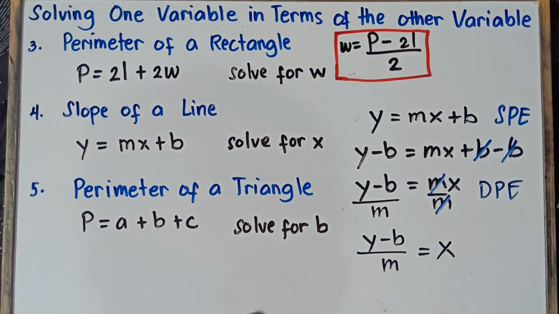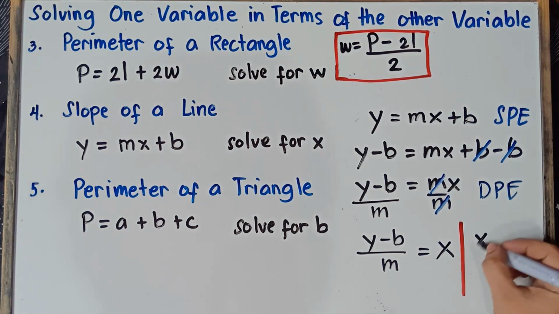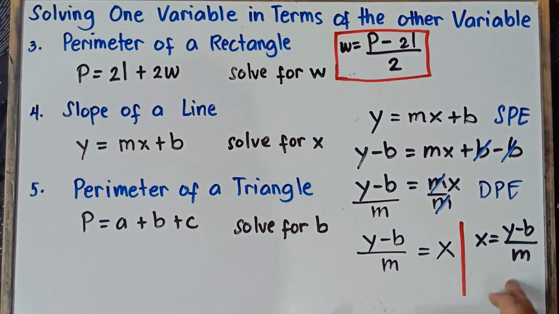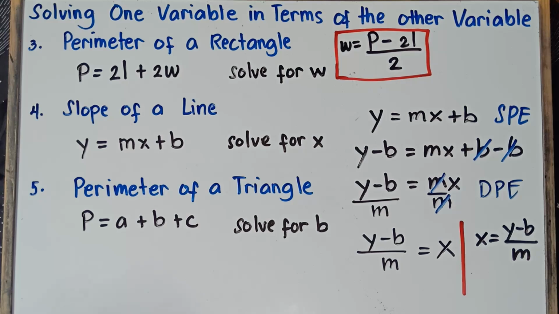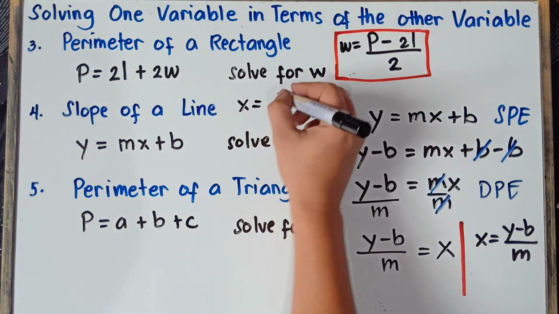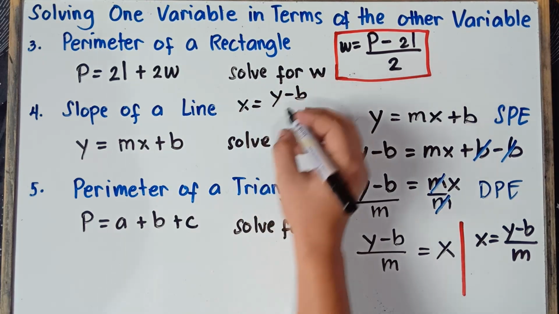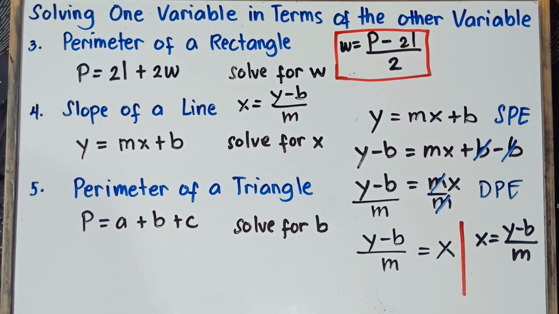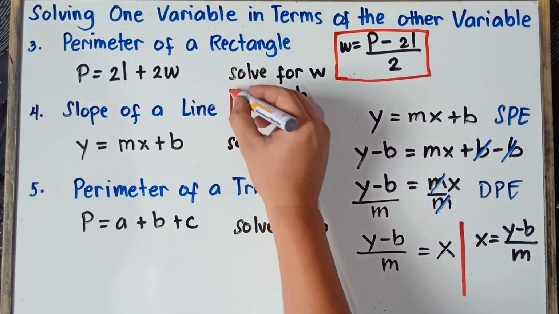Or we can write this one, x equals y minus b over m. This is just the same, class. We call this one symmetric property. Alright, so therefore the answer with regards to example number 4, we have x equals y minus b over m.